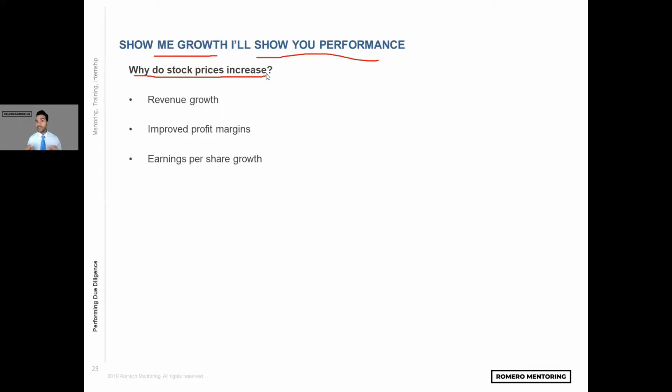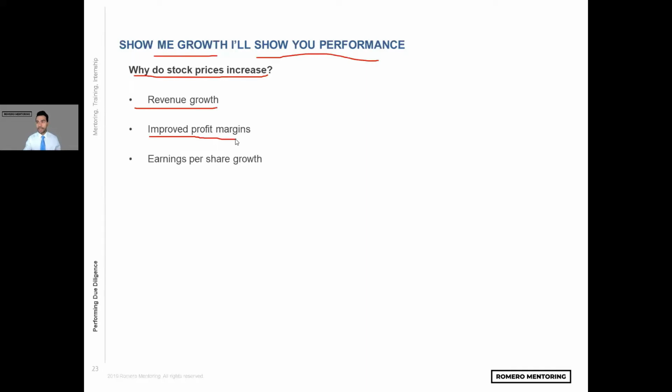So why do stock prices increase? Very, very important. And actually, from a simplistic standpoint, we can boil it down to three reasons. Number one, revenue growth. It's a company that has a new product, a new service, something that is high in demand, and it catches like wildfire, and revenues are just growing in high double digits, 50, 80%, sometimes triple digits, 100%. Very important. So you need to have high revenue growth.